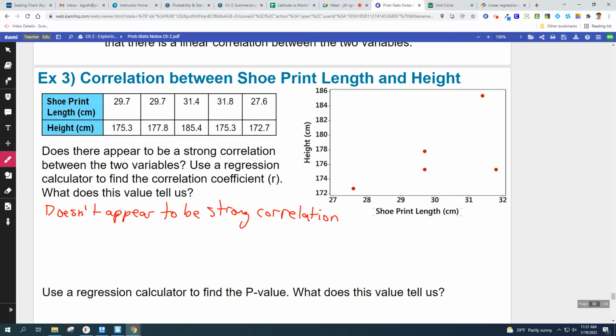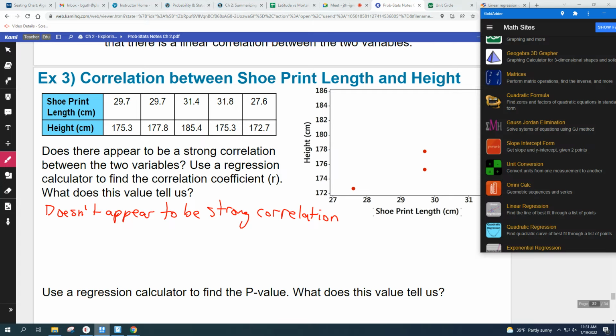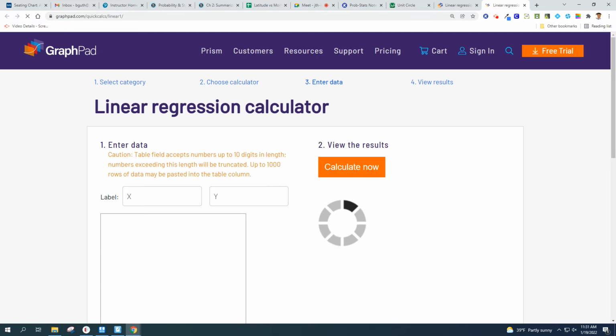So it says use a regression calculator to find the correlation coefficient. What does this tell us? All right. So I'm going to go to my regression calculator here. This gray link right here, linear regression, and I'm going to have to type in those numbers. So give me a second to type them in.